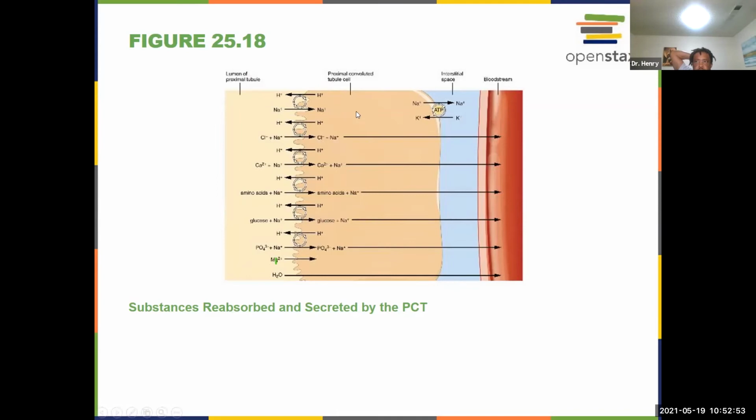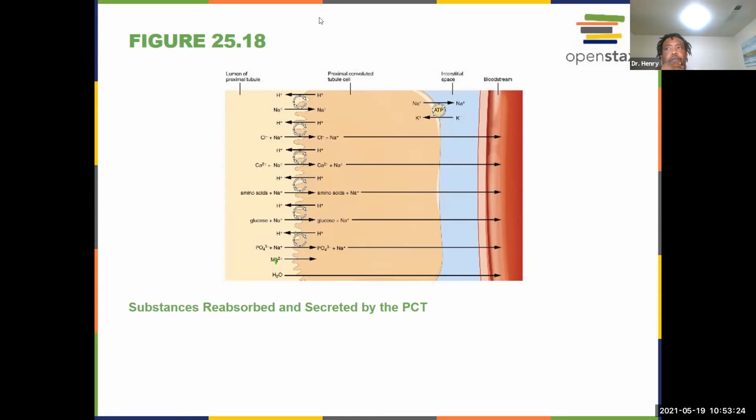As you take a look here, the hydrogen ion is going to be transported to the lumen of the proximal tubule, where the sodium ion is going in the counter direction towards the tubule cell, and that's going to be a coupling channel. One is going to flow in one direction, one is going to be flowing in the other direction.